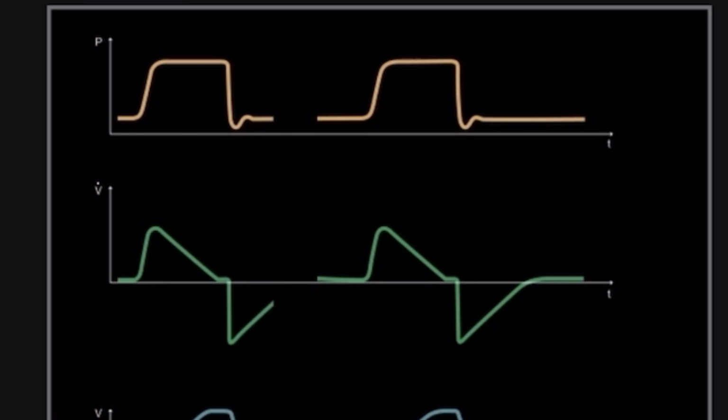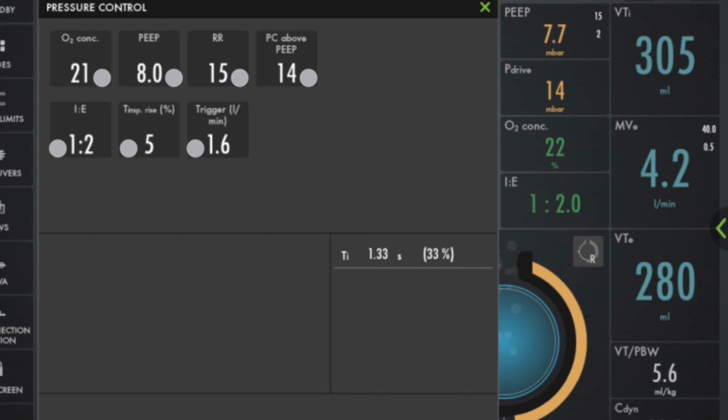PCV mode, or pressure control mode of ventilation, means the ventilator delivers breath at a preset airway pressure. It means you have to set the pressure on the ventilator and assess the volume status of the patient. What parameters have to be set on the ventilator while using pressure control mode of ventilation? PC, or pressure control. It means the pressure applied by the ventilator during the inspiratory phase to deliver air into the lungs. The normal setting is 10 to 20 according to the target tidal volume.